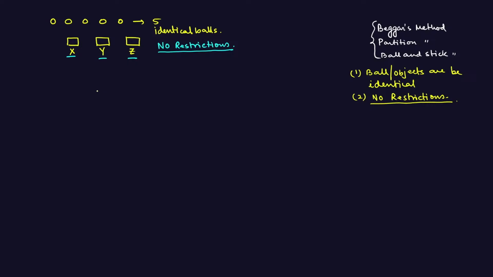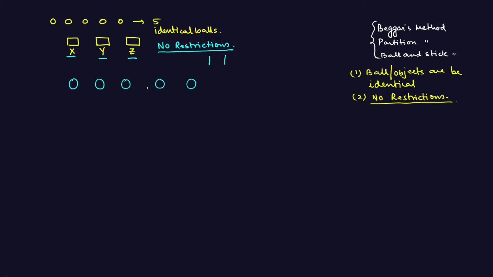Actually, our problem comes to this point that in how many different ways these 5 identical balls can be distributed among these 3 persons, X, Y, and Z. So to do this, the partition method or Beggar method, whichever way you call it, it says that you do one thing. These 5 balls are to be distributed among these 3 people. You introduce 2 separators. You introduce 2 separators. This is also called the partition.